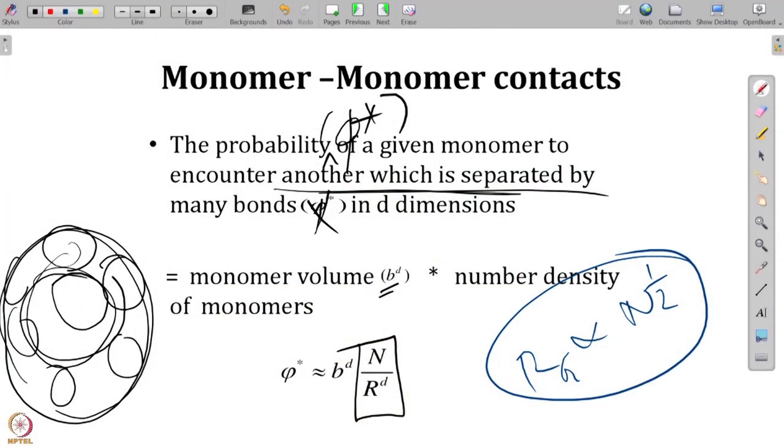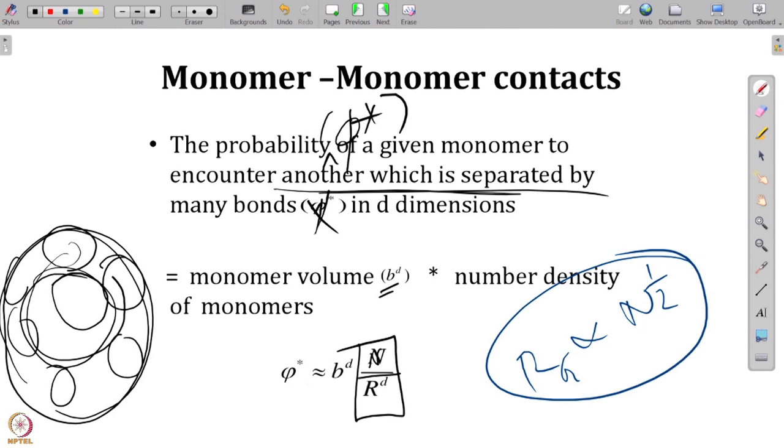So, the monomer volume is b cubed, b for bead. The bead is introduced because in physics language a monomer is nothing but a bead. Many times chemists do not like to consider a monomer as a bead, because we deal with monomers all the time, but for physicists it is nothing but a bead, the necklace model. So b is the size of the bead, b cubed, but r is kept for the end-to-end distance. This is the volume of the monomer, multiplied by the density, and density is the total number of monomers divided by the volume, r to the power d, r cubed.